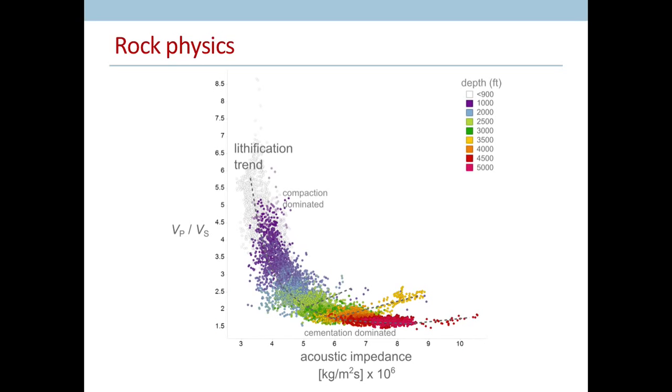Here's what one well looks like in a standard VP/VS acoustic impedance crossplot. The overall depositional trend is offset or perturbed when there is this diagenesis. The cementation effect is a significant deflection away from the trend.